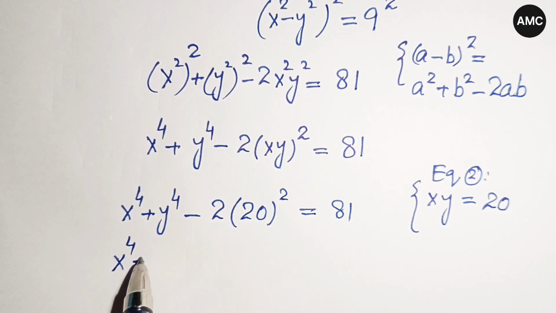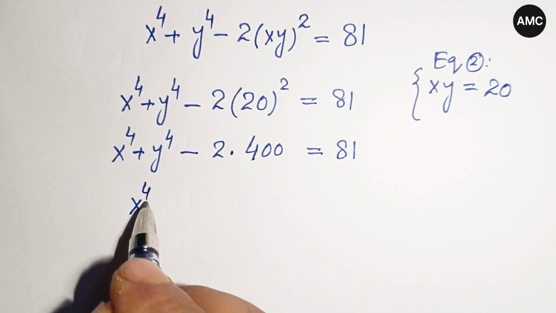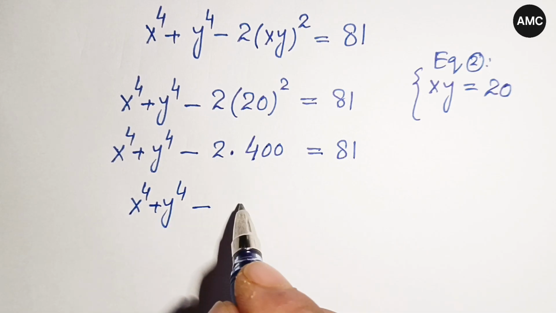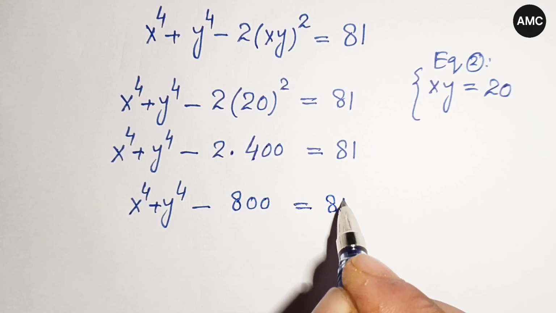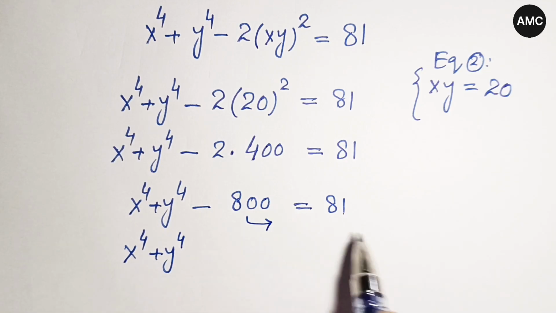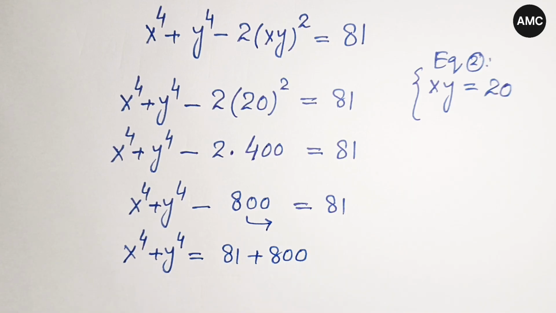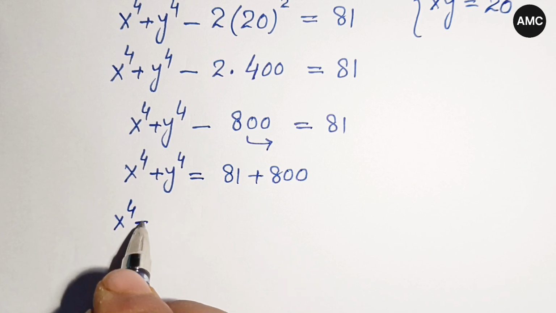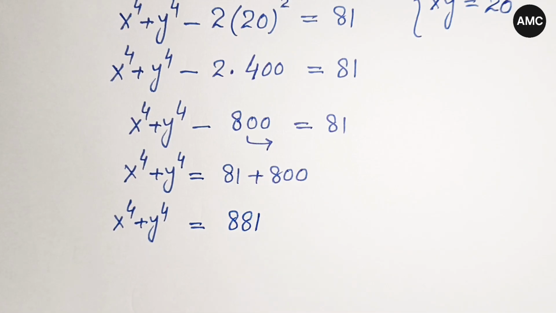Furthermore, x to the power 4 plus y to the power 4 minus 2 times 20 squared, which is 400, is equal to 81. Now x to the power 4 plus y to the power 4 minus 2 times 400, which is 800, is equal to 81. Shifting this term to the right hand side, we get 81 plus 800. So x to the power 4 plus y to the power 4 is equal to 800 plus 81, which is 881.